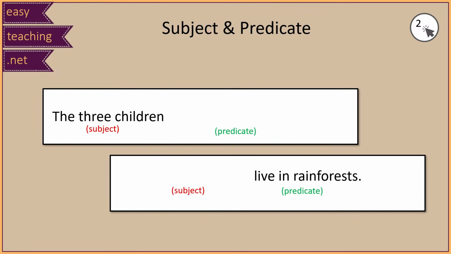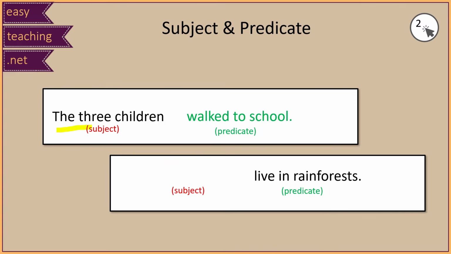And this is missing a subject. Live in rainforests. Without a subject, we don't know who or what live in rainforests. You can see that when a subject or predicate is missing, the sentence doesn't make sense, and so is not a sentence. When we added a predicate to the first, we have a completed thought.